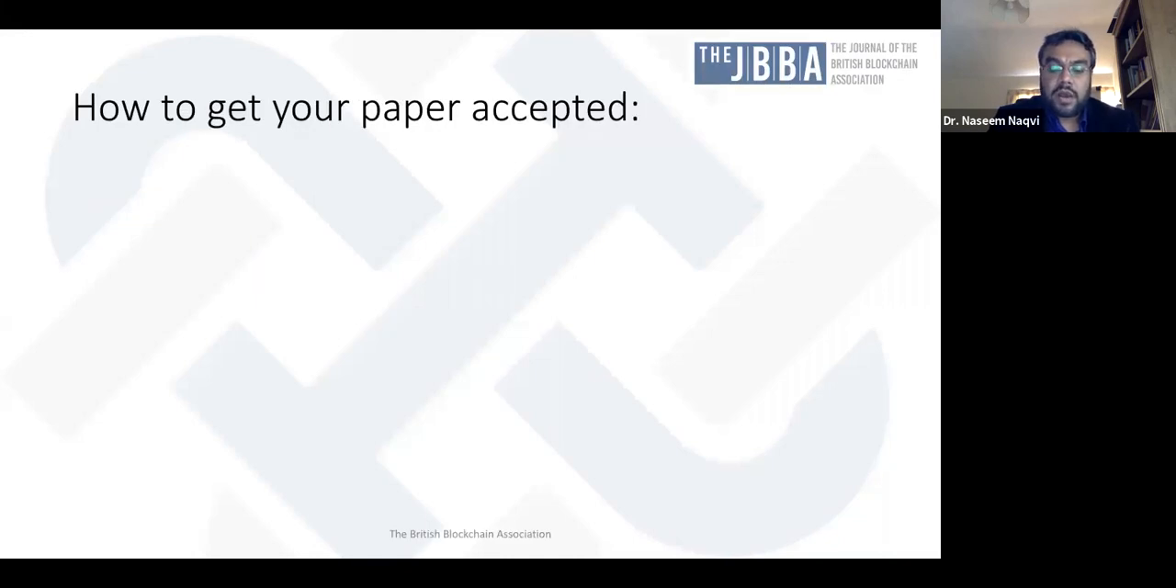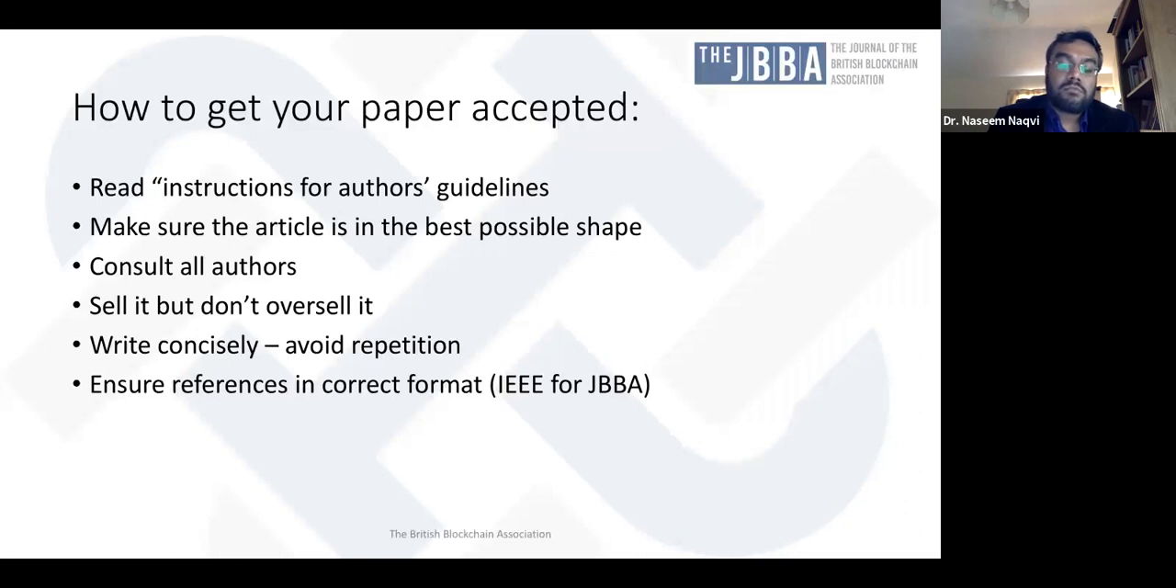So how to get your paper accepted in the first place? Read the instructions for authors guidelines very carefully. You must make sure that your article is in the best possible shape. And when I say best possible, it means you really have to spend some time making sure that it's free of errors as much as possible. You have consulted all authors, your supervisors, your professors, anyone who is involved in the writing of the manuscript, make sure they all read it very carefully.